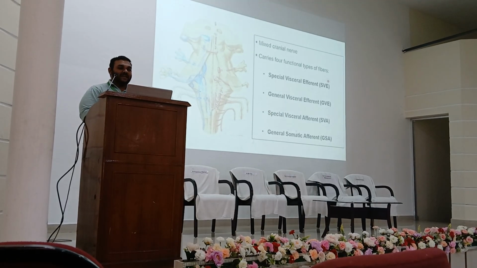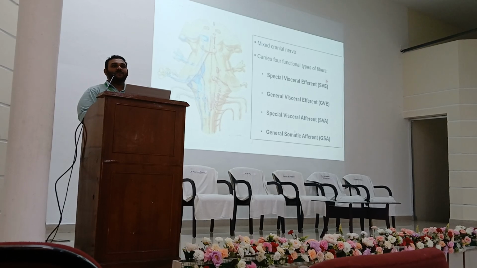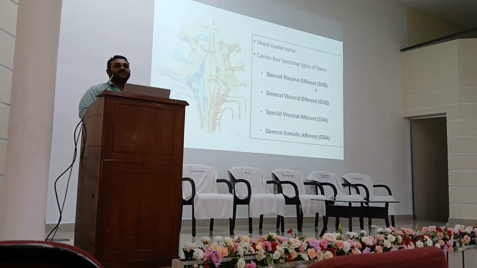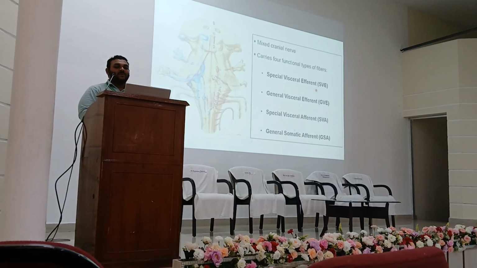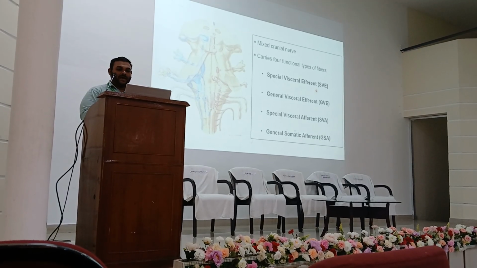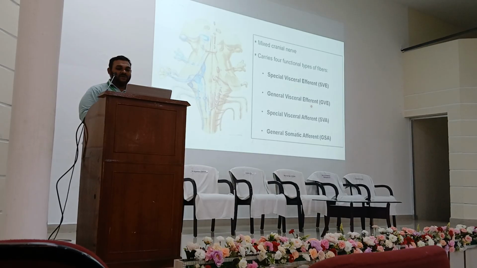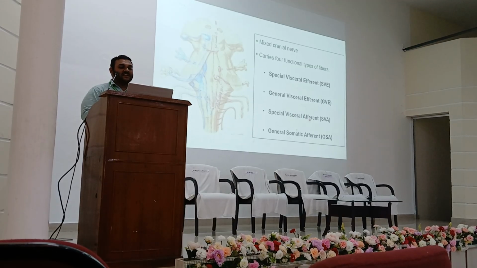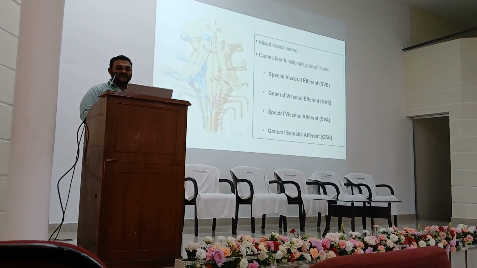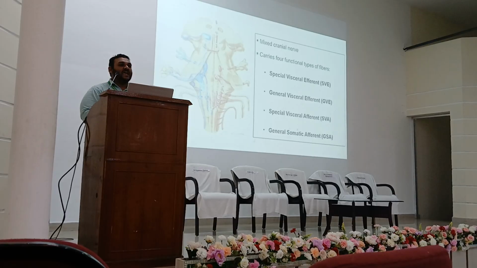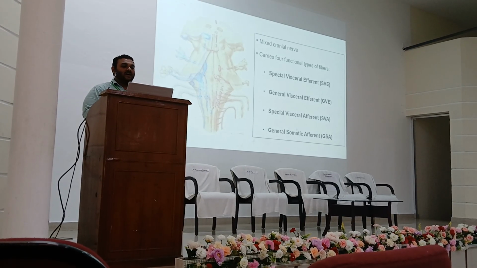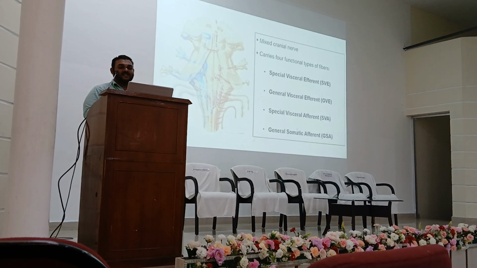Facial nerve is a mixed cranial nerve. It carries four functional types of fibers. First one is the special visceral efferent fibers. It supplies the muscles of facial expression, stapedius, posterior belly of digastric and stylohyoid. The general visceral efferent fibers carry the parasympathetic and secretomotor fibers. It will be described later. And special visceral afferent fibers carry taste sensation. It receives taste sensation from the anterior two-thirds of the tongue via the chorda tympani nerve, and also from the soft palate through the greater petrosal nerve.